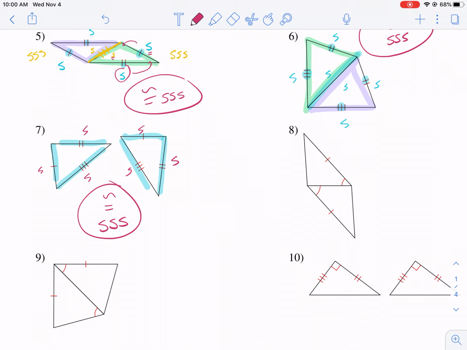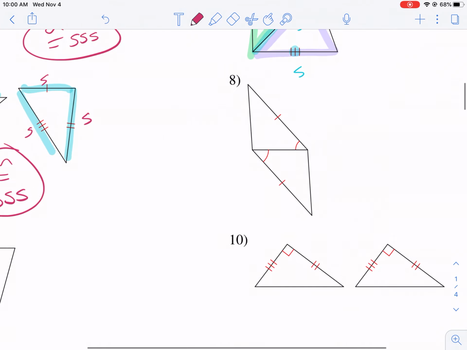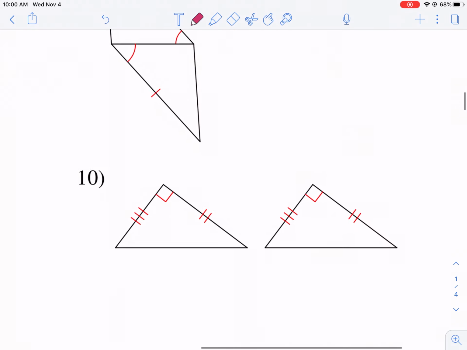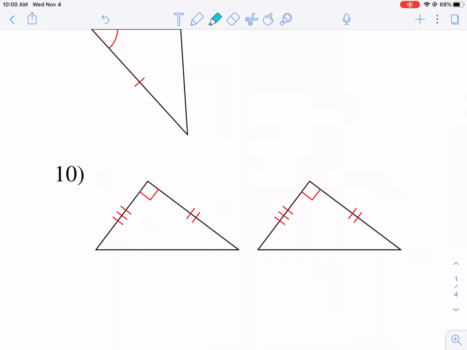All right, what's up next? I guess we can do one of these ones, even though these are not side, side, side. Number 10 is a classic example of side, angle, side, because we have a side, an angle in between, and then another side. Okay, and they match each other. The 3 matches a 3. We have an angle, and that angle is the same, and then we have a second side matches. So that's side, angle, side. That one's a pretty easy one.